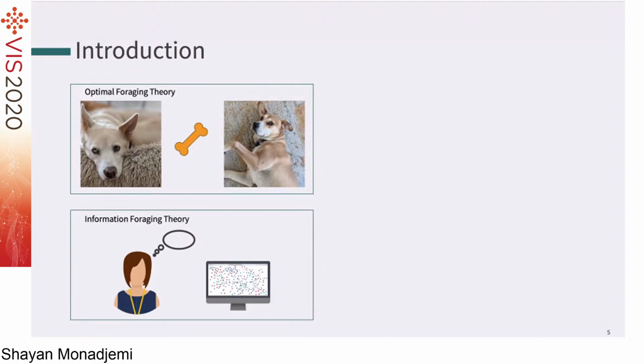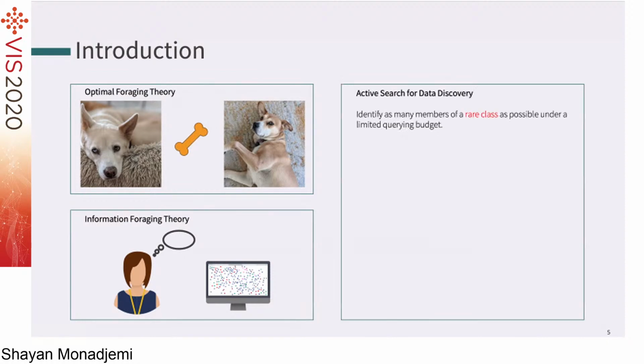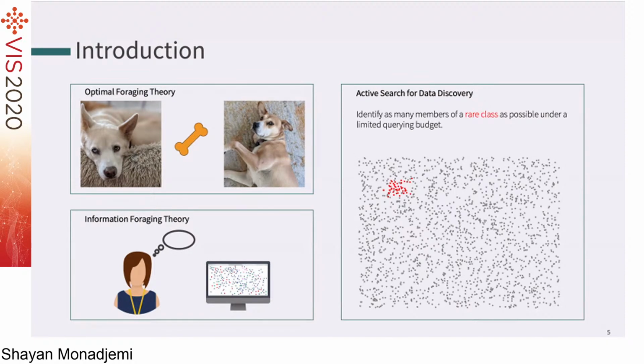So now this is one side of the story. On the other side, there is something called active search in the AI and machine learning community. That's the problem of finding as many members of a rare class as possible under a limited querying budget. Like in this picture, for example, we have a ton of data points and only a little subset of them is interesting. So this is active search.